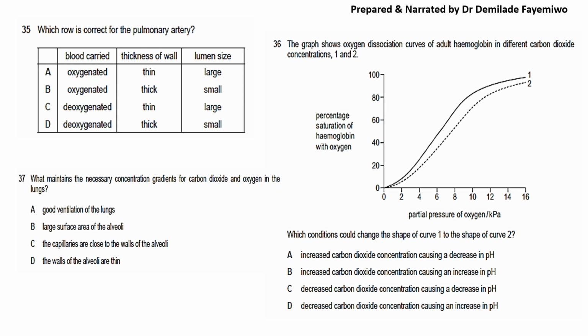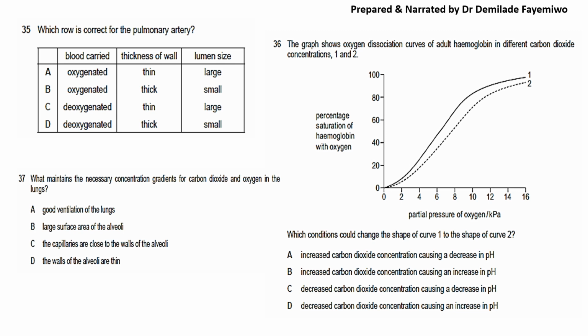All right, which row is correct? So we're looking at 35, 36, and 37. Which row is correct for the pulmonary artery? So always remember, whatever is an artery carries blood away from the heart, and if it's carrying blood away, then it is dealing with something that is either oxygenated or deoxygenated, depending on where it is going.